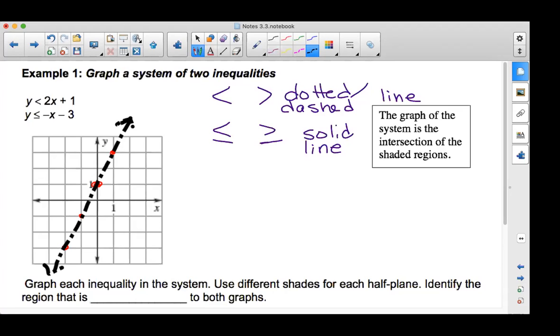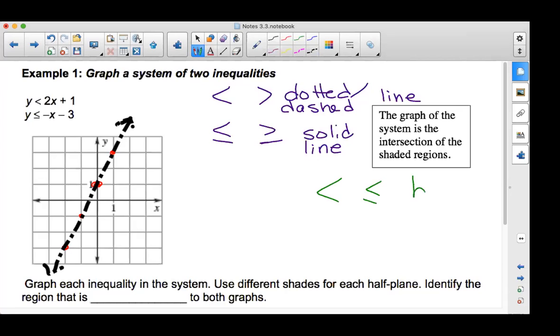Ava, do you know how we decide where to shade? For symbols less than, right? Yes. So it would be less than, so to the right. Okay, so instead of saying to the right, can you think like above versus below?